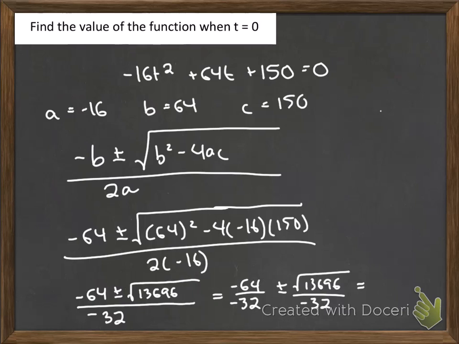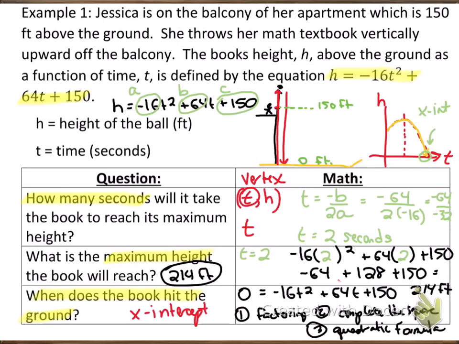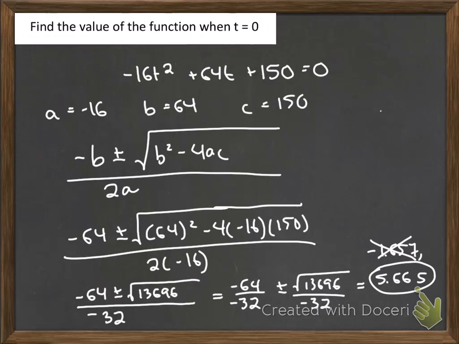On my calculator, I have two solutions. I have a negative 1.657, and I have a positive 5.66. Negative time just doesn't make sense. You can't go back in time to before the book was thrown, right? That's not meaningful or helpful. So the only answer is the positive answer, about 5.66 seconds. It doesn't really say what to round to, so we'll just have to make a judgment call here. We'll round to the nearest 100th, so 5.66 seconds. And that's the end of our first example.